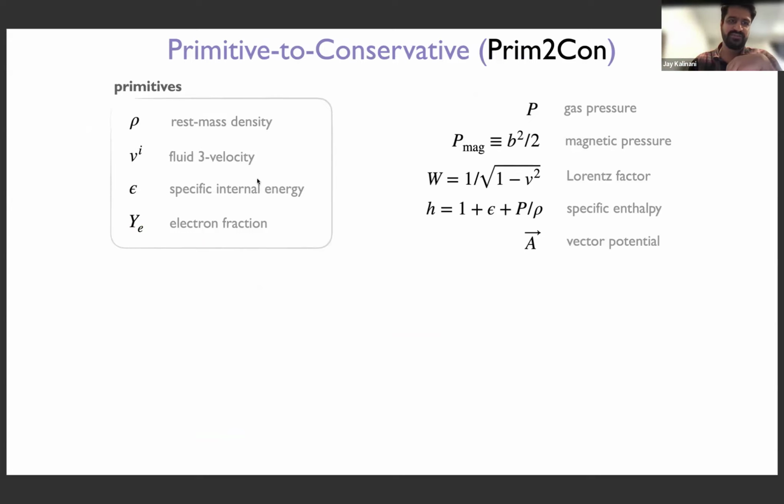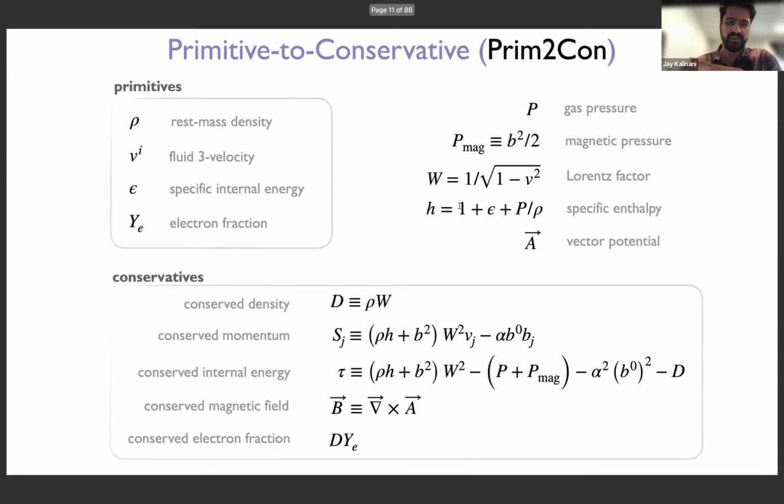typically provide it in terms of rest mass density, fluid velocity, specific internal energy, and if you also care about electron fraction, which is essentially the ratio of the number of electrons to the number of baryons, then you can compute what we call the conserved quantities. These are the quantities we are interested in evolving in time.